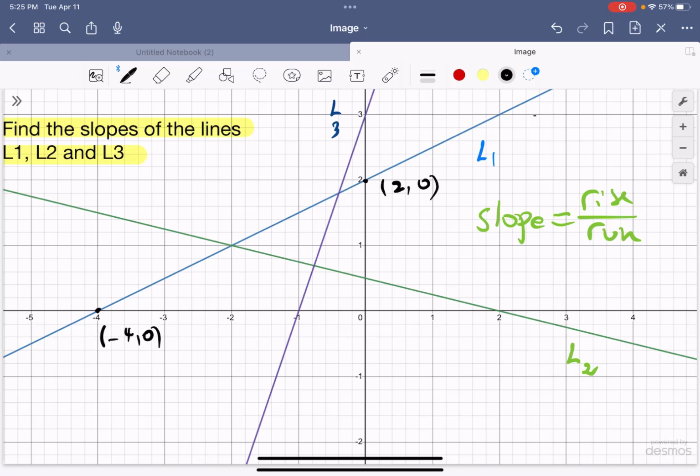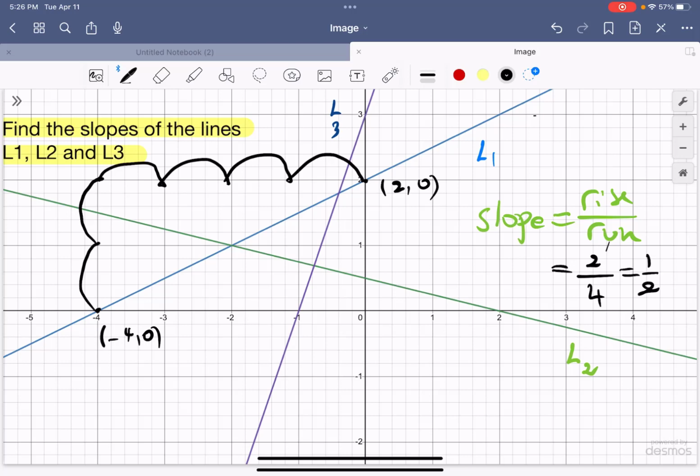Okay, so going from -4 to 2, I'm gonna do it rising over running. So rising 1 and 2, so this is gonna be 2 over running, to run from this point to 2. So I'm gonna run 1, 2, 3, and 4. That means 2 over 4. So if I simplify it, it's gonna be 1/2. So the slope for L1 is 1/2.